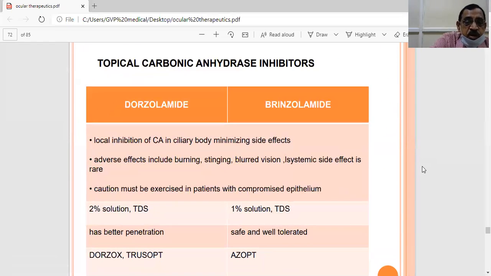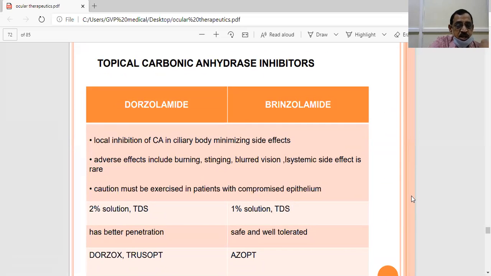Topical carbonic anhydrase inhibitors are dorzolamide and brinzolamide. Local inhibition of carbonic anhydrase in the ciliary body minimizes side effects. Adverse effects include burning, stinging, and blurred vision. Systemic side effects are rare, and caution must be exercised in patients with compromised corneal epithelium.